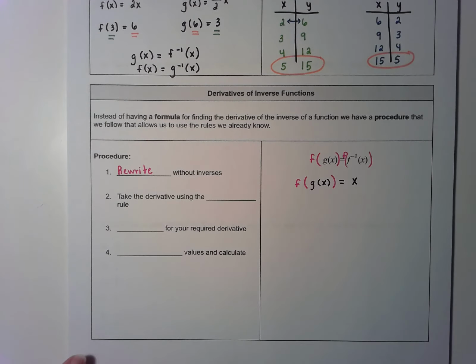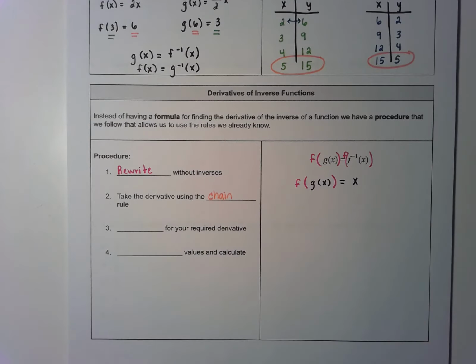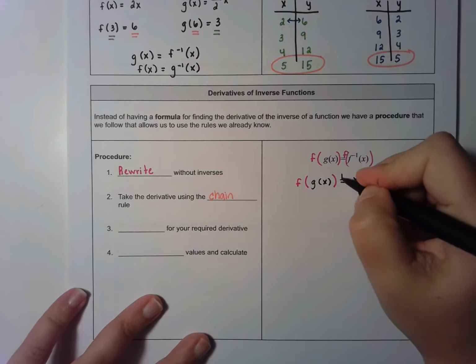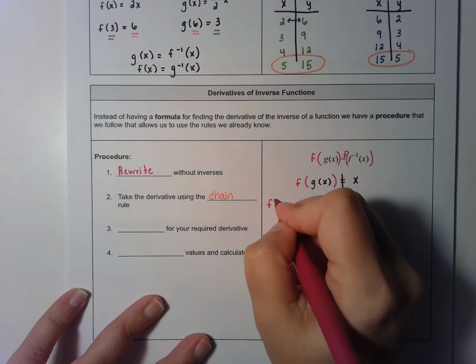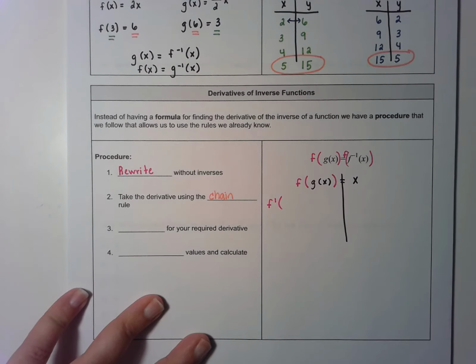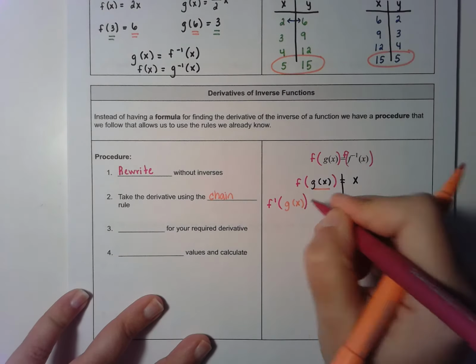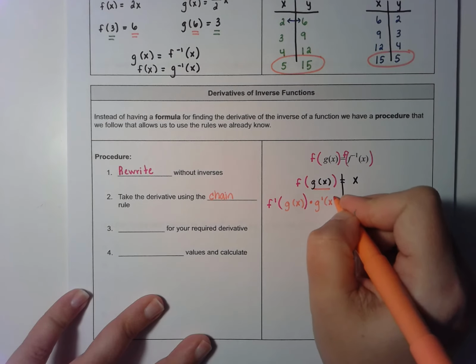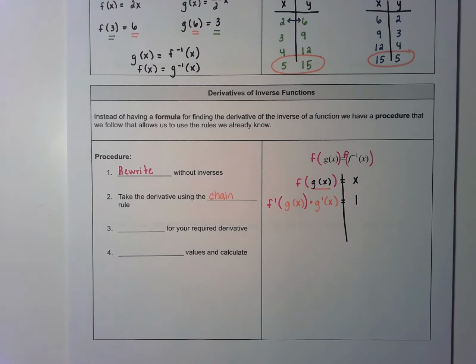Then you're going to take the derivative using the chain rule. So when we take the derivative using the chain rule on both the left and the right, on the left side, we would start with the outside, leave the inside alone. So this is the inside, and then take the derivative of the inside. On the right side, the derivative of x is just 1.